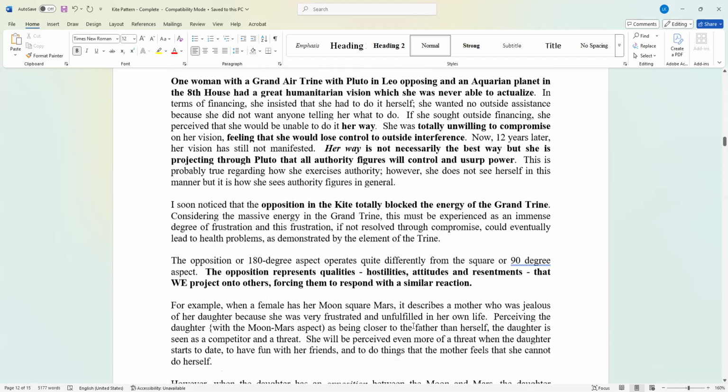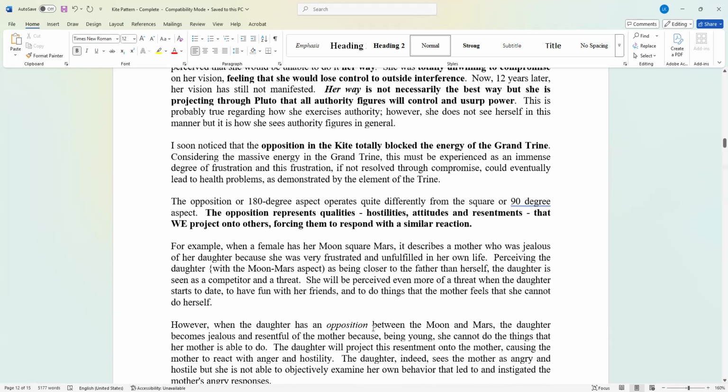I'm going to give an example. If a female has a Moon square Mars, it describes a mother who was jealous of her daughter, because the mother felt very frustrated and unfulfilled in her life. She perceives the daughter with the Moon Mars aspect as being closer to the father than herself. And so there's a jealousy, where she sees the daughter as competition or a threat.